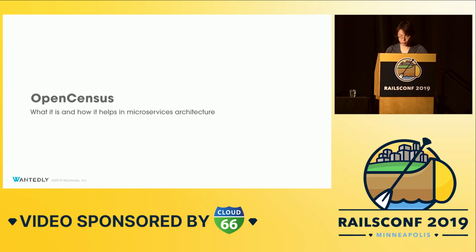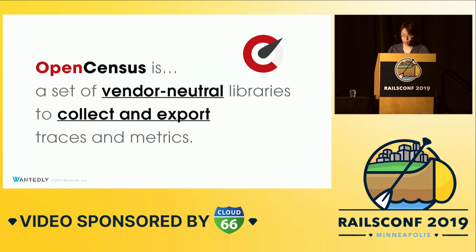Okay, so let's talk about OpenCensus now. OpenCensus is a set of vendor-neutral libraries to collect and export traces and metrics. I won't touch metrics part of the OpenCensus in this talk, but it does more than distributed tracing. It gives more observability of your entire system. OpenCensus originally started at Google, people from Google, based on their internal library called Census. But it is now developed by a broad community of service developers and cloud vendors.